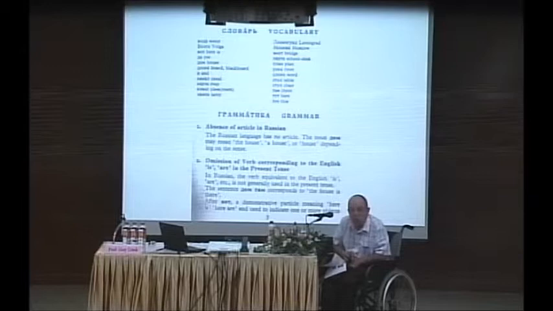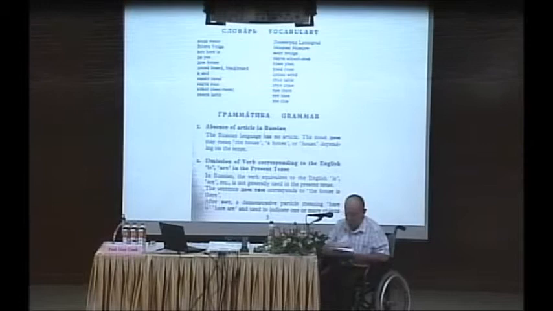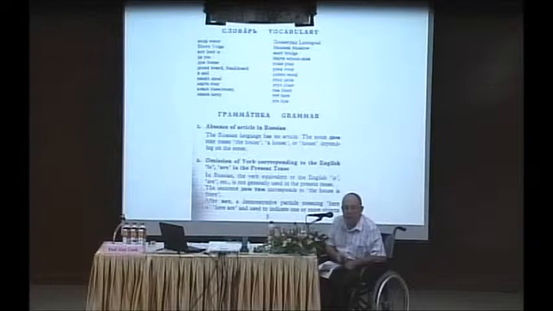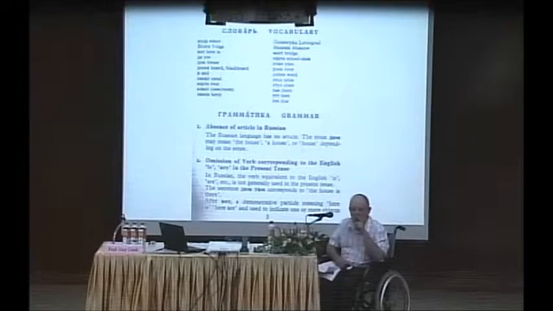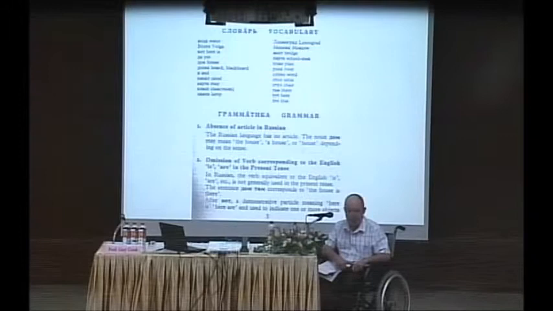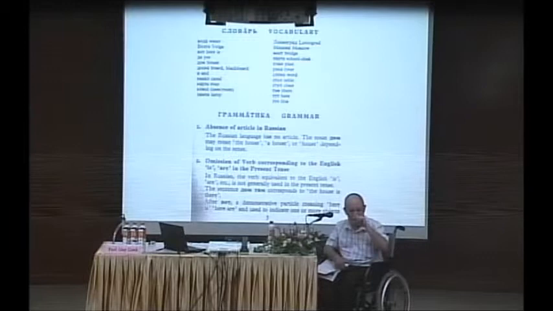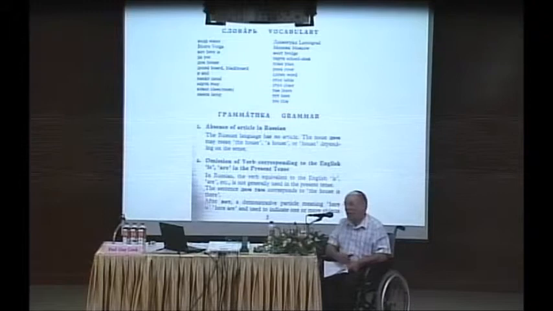Then you get a rule explained in your own language, okay? So this is a book for English speakers, and it says absence of article in Russian. The Russian language has no article. The noun dom may mean the house, a house, or house, depending on the sense, okay? Very curious, actually. Why start with this rule? Well, because if you're an English speaker, that's a very strange rule. Next rule, omission of verb corresponding to the English is, are in the present tense. For some reason, this person misses the article out in their own English, okay? Sounds a bit like a Chinese person speaking English. Omission of verb, right? Anyway, again, if you're an English speaker, that's an odd rule.